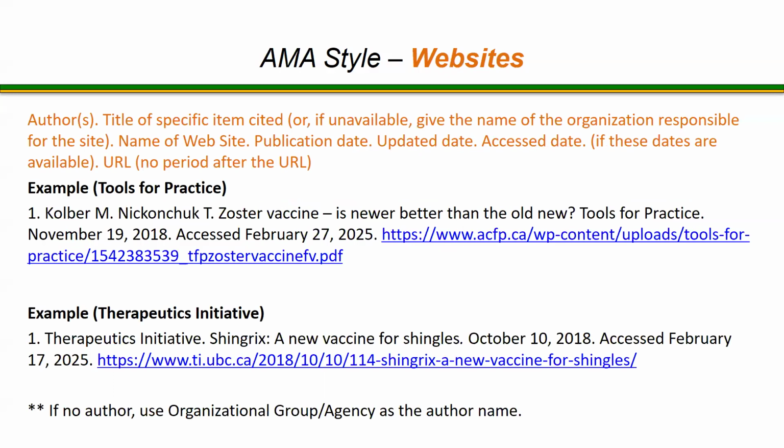Here are some examples from websites because it is very possible that most of your information are coming from websites. So here are two examples from Tools for Practice and Therapeutics Initiative. Note the author name, the title of the page, the name of the website, publication date, the updated date, and again, only include these if available. If not, don't worry about it. And also list the date when you access that information. So in my Tools for Practice example here, I accessed this website on February 27th of 2025.